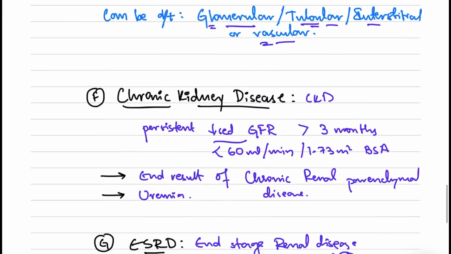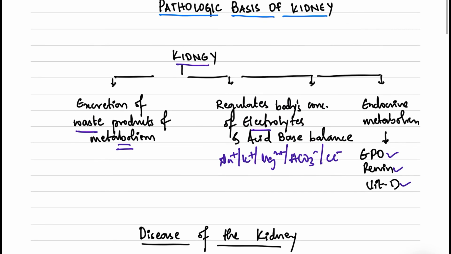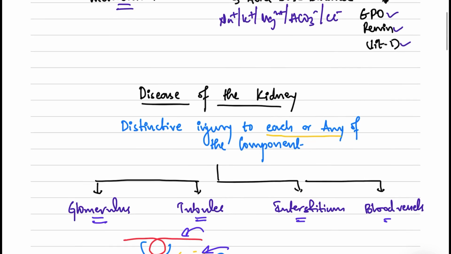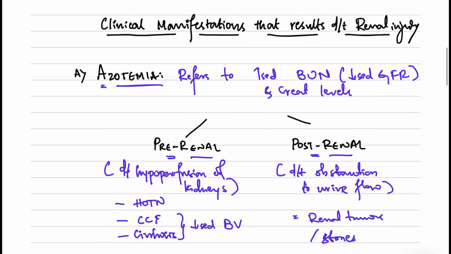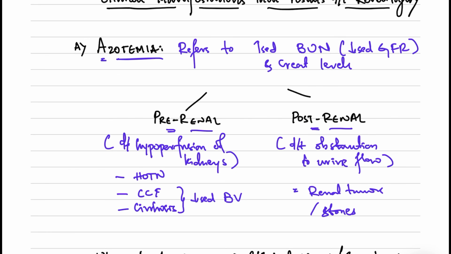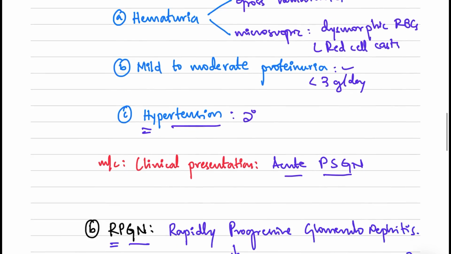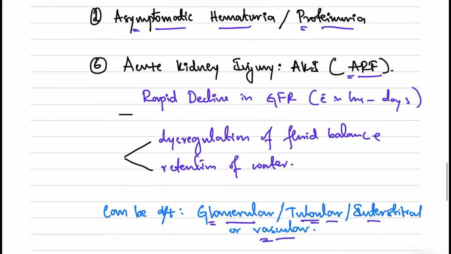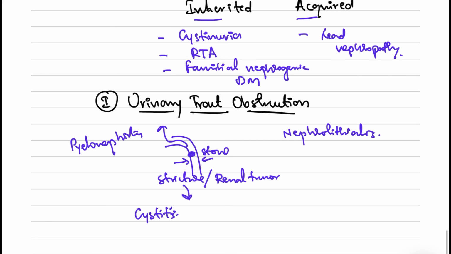So this is the basics of the pathologic disease of the kidney. This is what you have to know primarily, that is the functions of the kidney and what all it can affect. It can affect either the glomerulus, tubules, interstitium, blood vessels, or any of the clinical manifestations. This is the basics: azotemia, which might lead to uremia, nephritic syndrome, nephrotic syndrome, then AKI, CKD, ESRD, and finally tubular defects, followed by urinary tract obstruction.